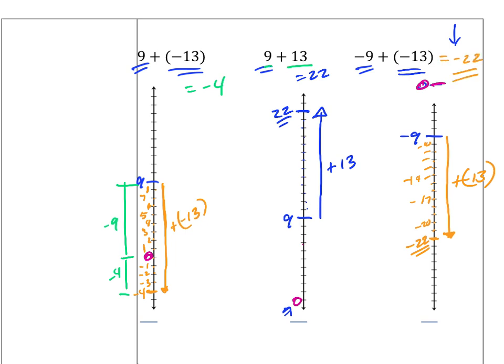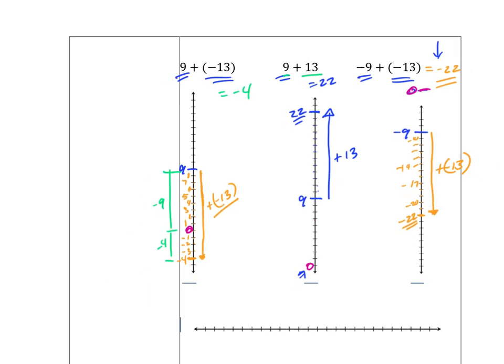You should be noticing something. Every time we add a negative, we go down. Every time we add a positive, we go up. So that's the key there, is understanding direction. And if you can remember that and draw it on a number line, adding integers is going to become much more simple. Okay.